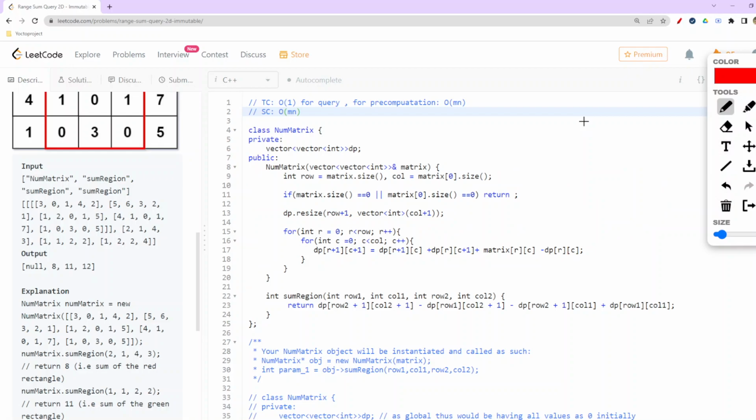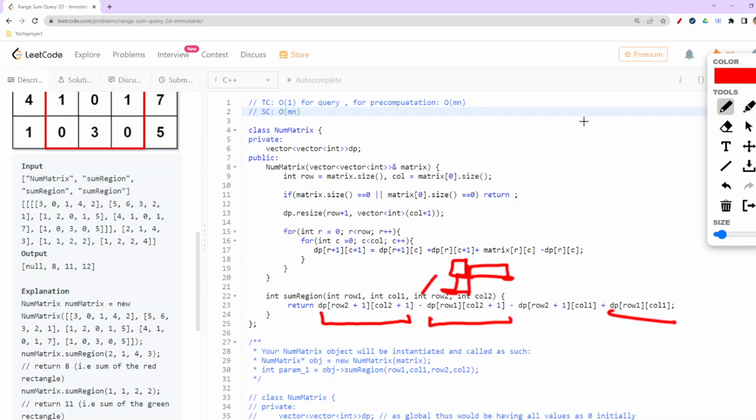Now comes the part of how we are required to extract. For extracting, again the way I have told, from the bigger block we are required to subtract. Here it is row 1, that is the starting, so it would be from the upper block, column 2 till basically where it ends, so that's column 2 plus 1, and then subtract this particular portion, row 2 basically where it ends, and column 1 basically from where it starts, and then add this one because it has been subtracted twice.